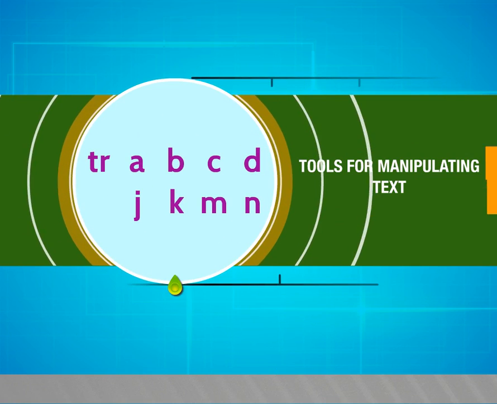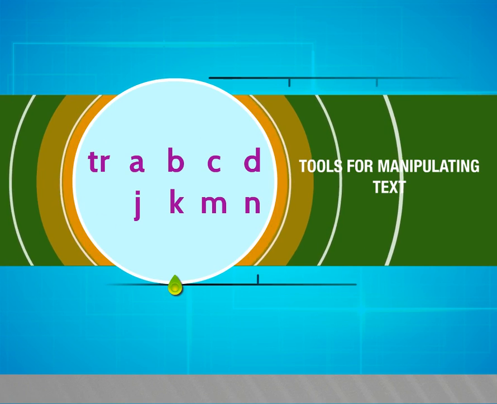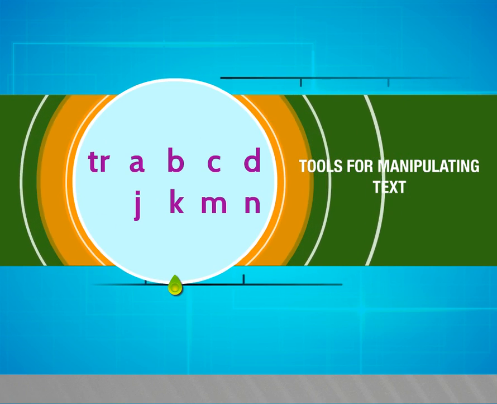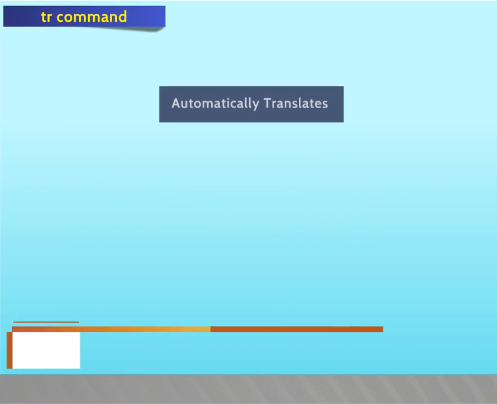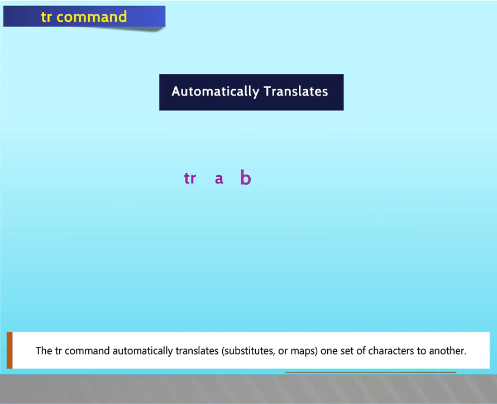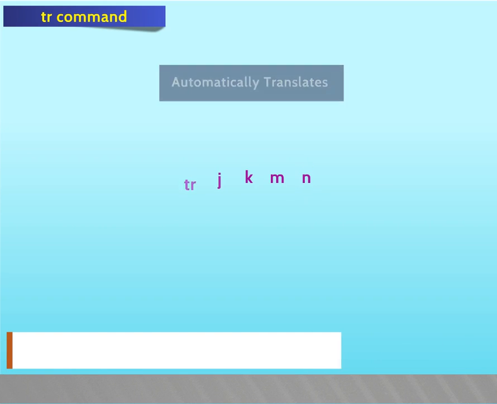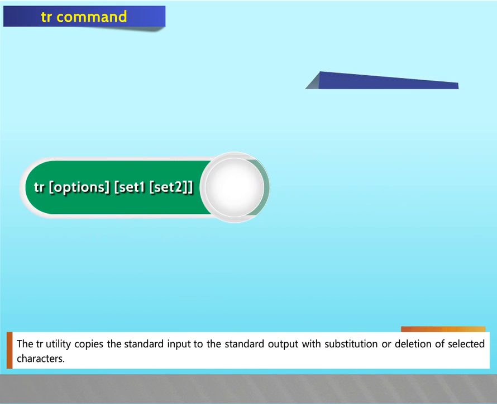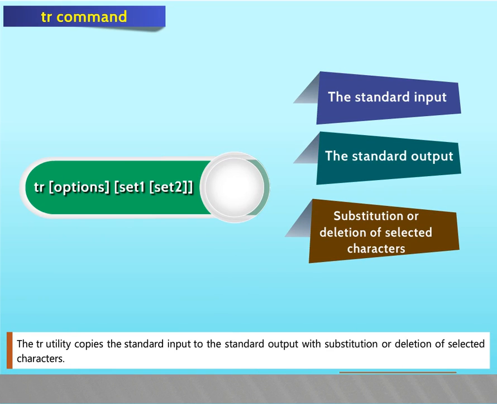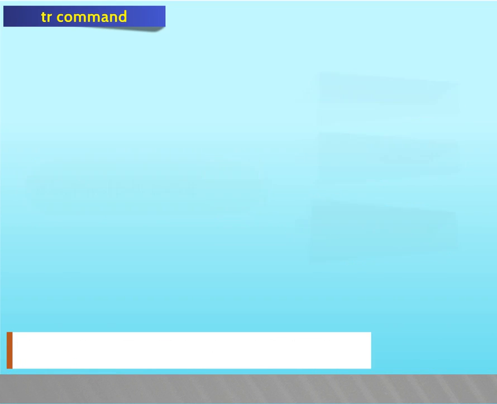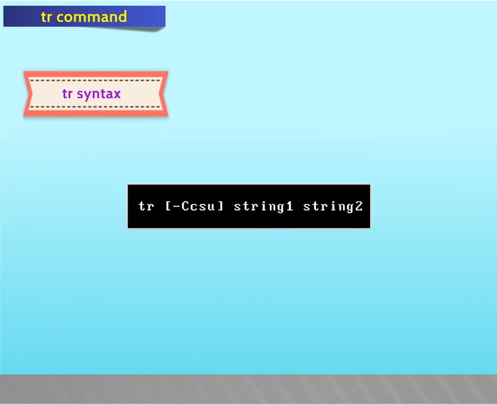Tools for manipulating text. In this video, we are going to see about tools for manipulating text. tr command. The tr command translates, that is, substitutes or maps one set of characters to another. The tr utility copies the standard input to the standard output with substitution or deletion of selected characters. tr syntax.